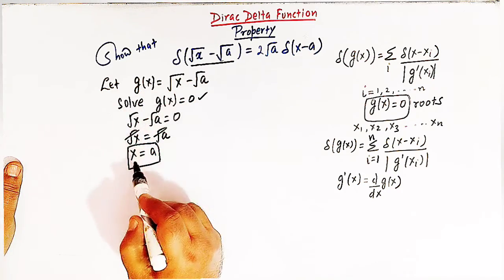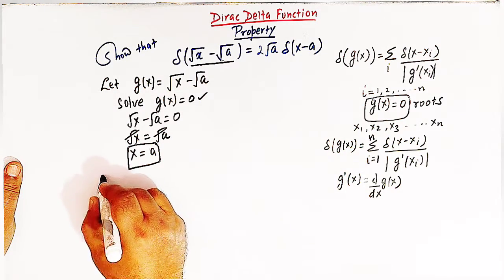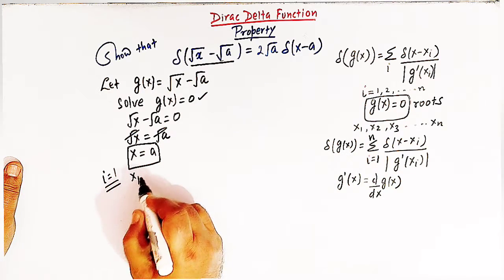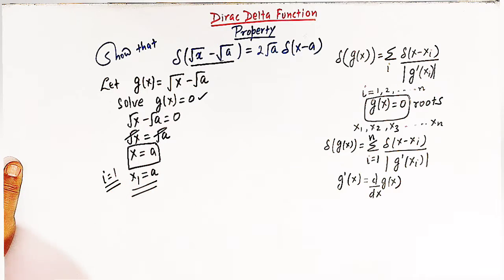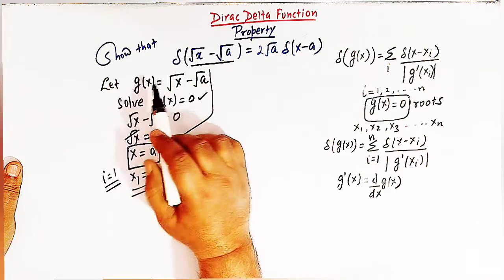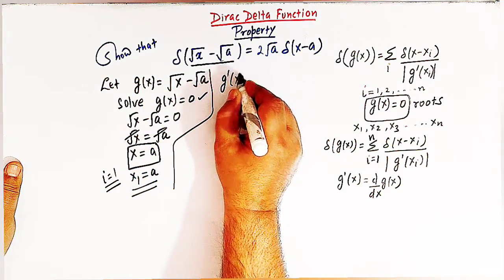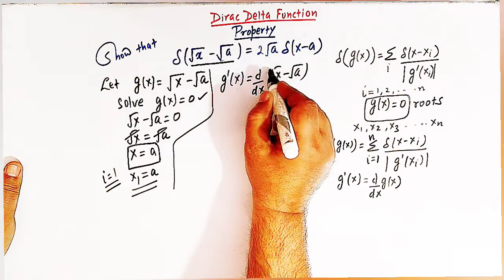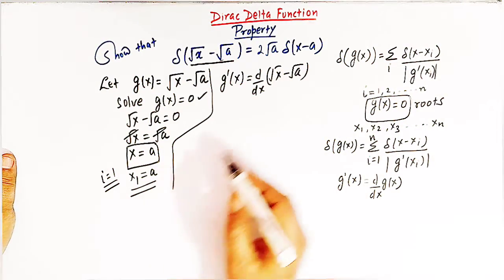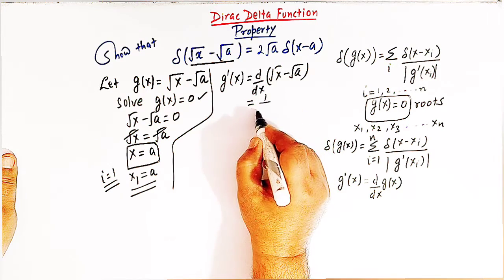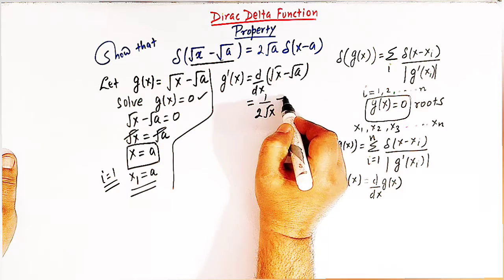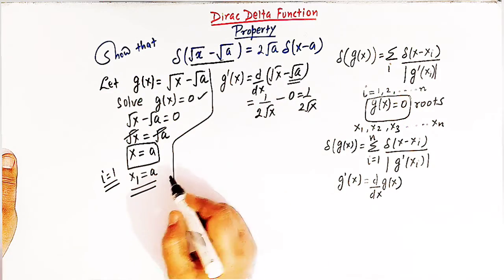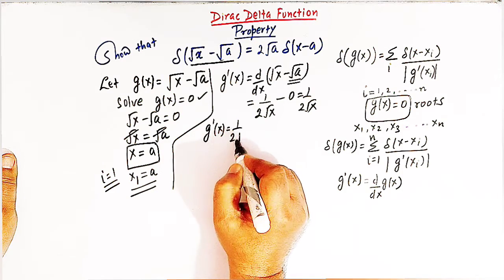Since this equation has only one root, the value of i is equal to 1 only, and let us denote this root by x1 as per this notation. So we have x1 is equal to a. Now the next step is to get the derivative of g of x. So g prime of x is d by dx of square root of x minus square root of a. The derivative of square root of x is simply 1 over 2 square root of x, and the derivative of square root of a is 0 because this is a constant. So g prime of x is equal to 1 over 2 times square root of x.